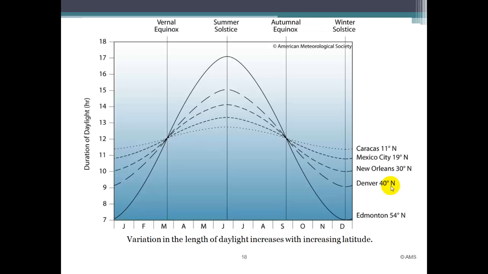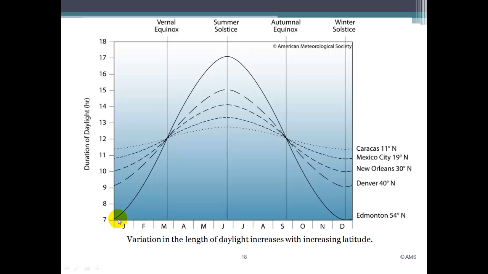This graph shows the duration of daylight for different locations on the planet that move from the poles to the equator. So across the x-axis we have the month of the year, and on the y-axis we have the number of hours of daylight. And then you can see the different periods, the equinoxes and solstices.